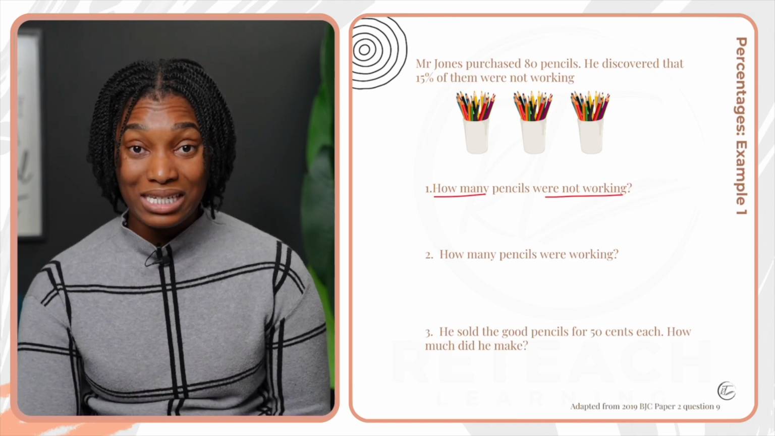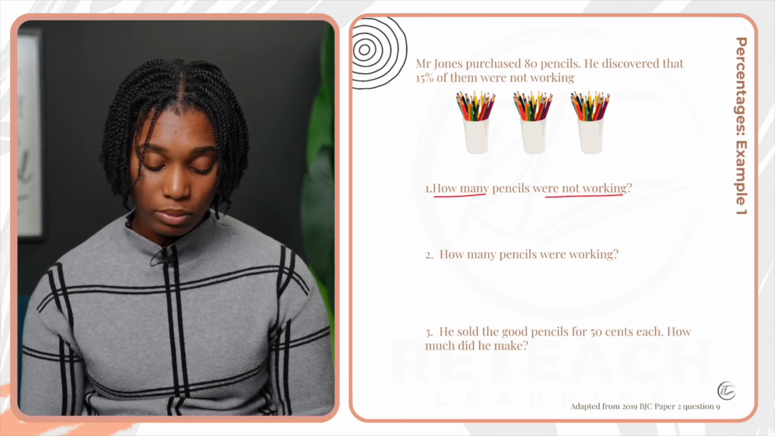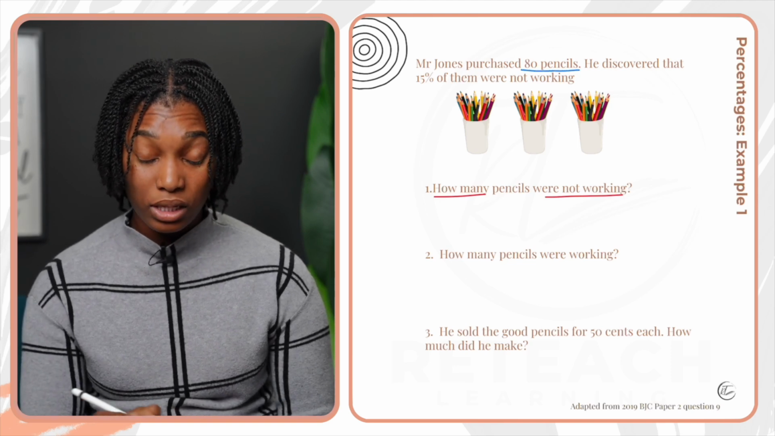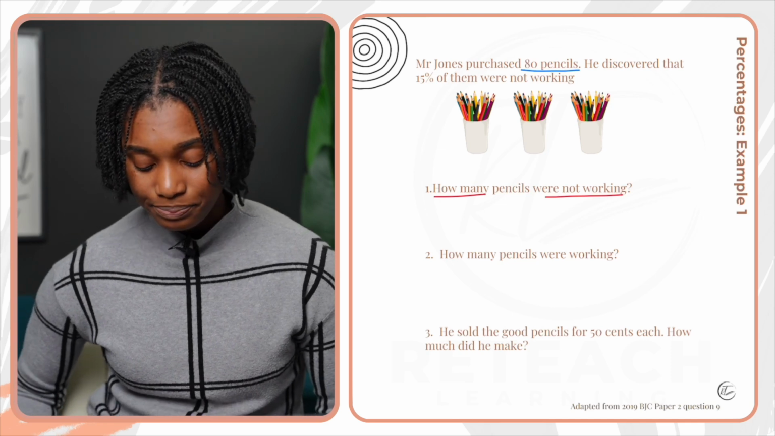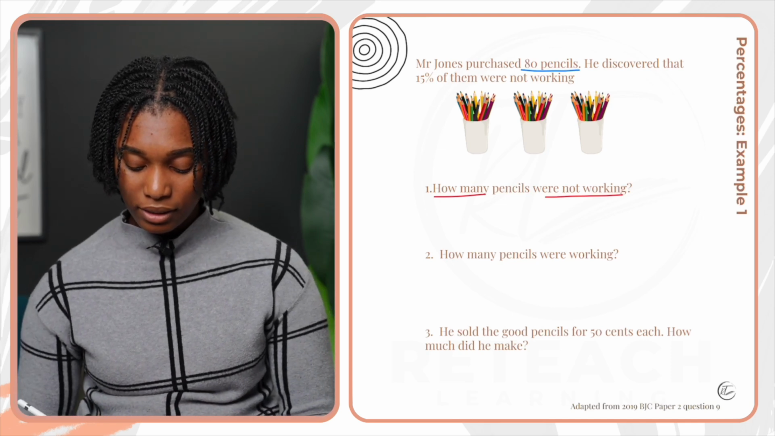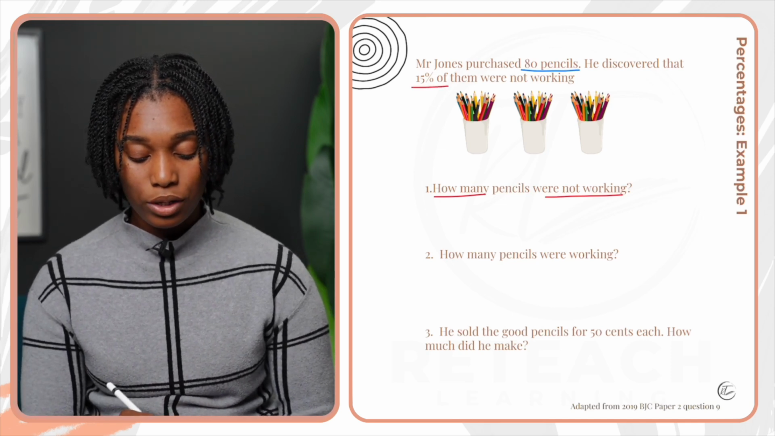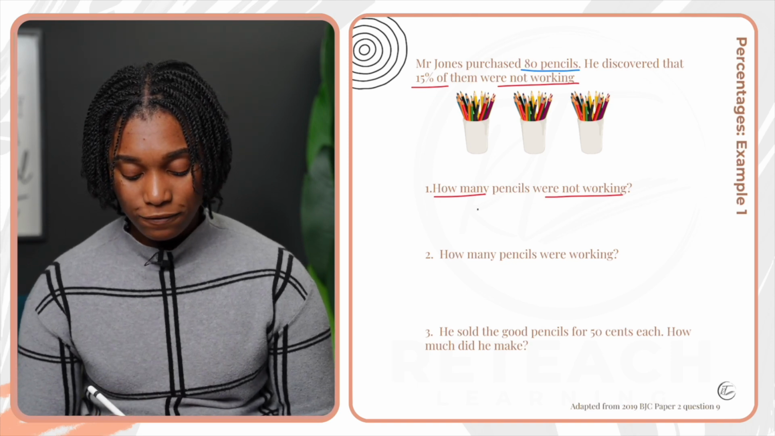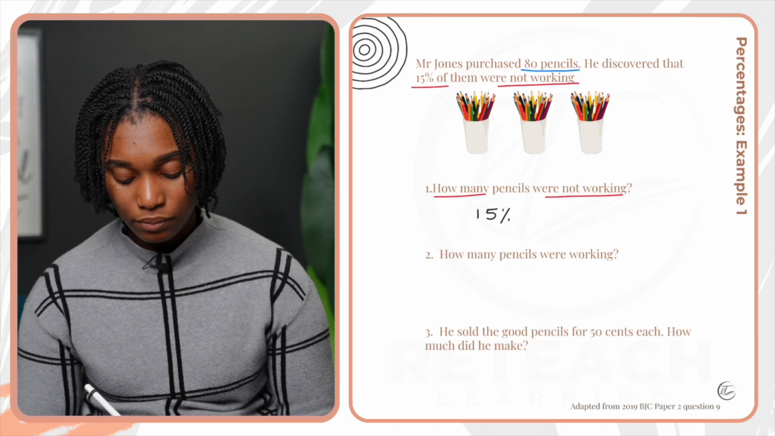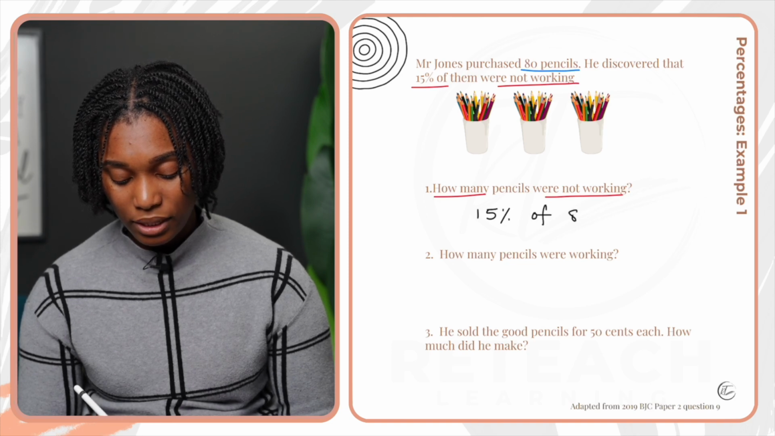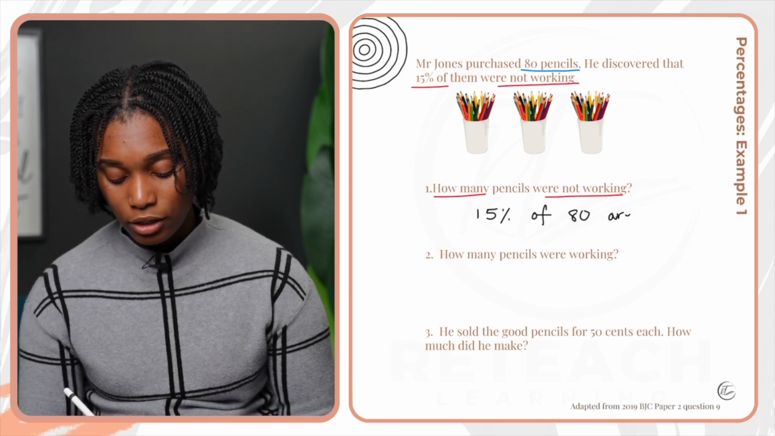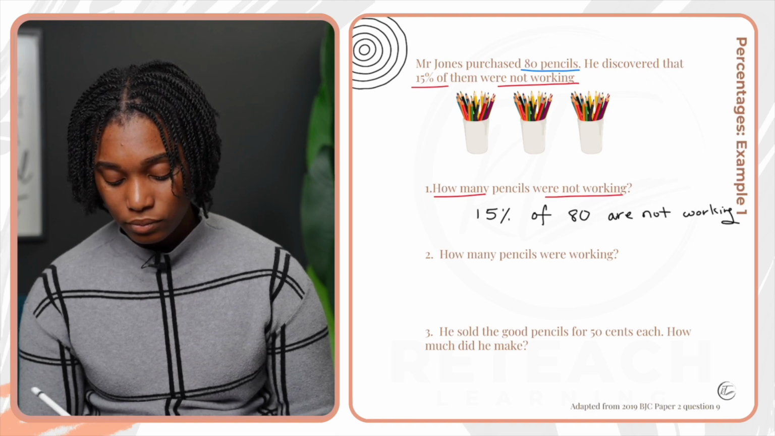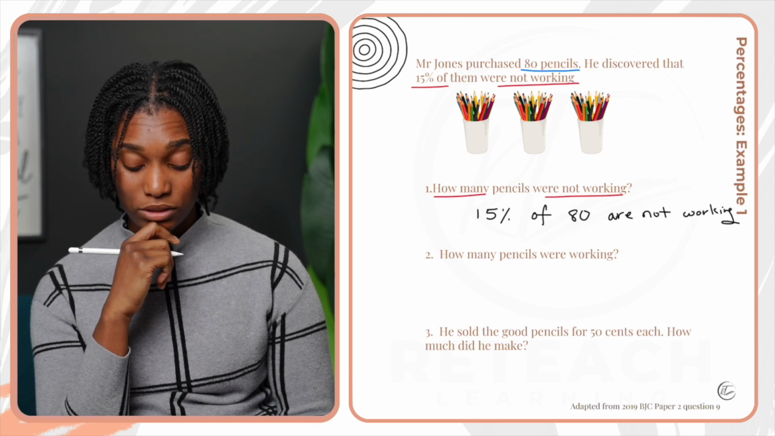But let's look at the important details in the description above. So he purchased 80 pencils, right? So obviously the ones that were not working have to be coming from the 80 pencils. And then he discovered that 15% were not working. So in other words, I'm going to write out exactly what they're saying. They're saying that 15% of the 80 pencils are not working. That's what they're saying.